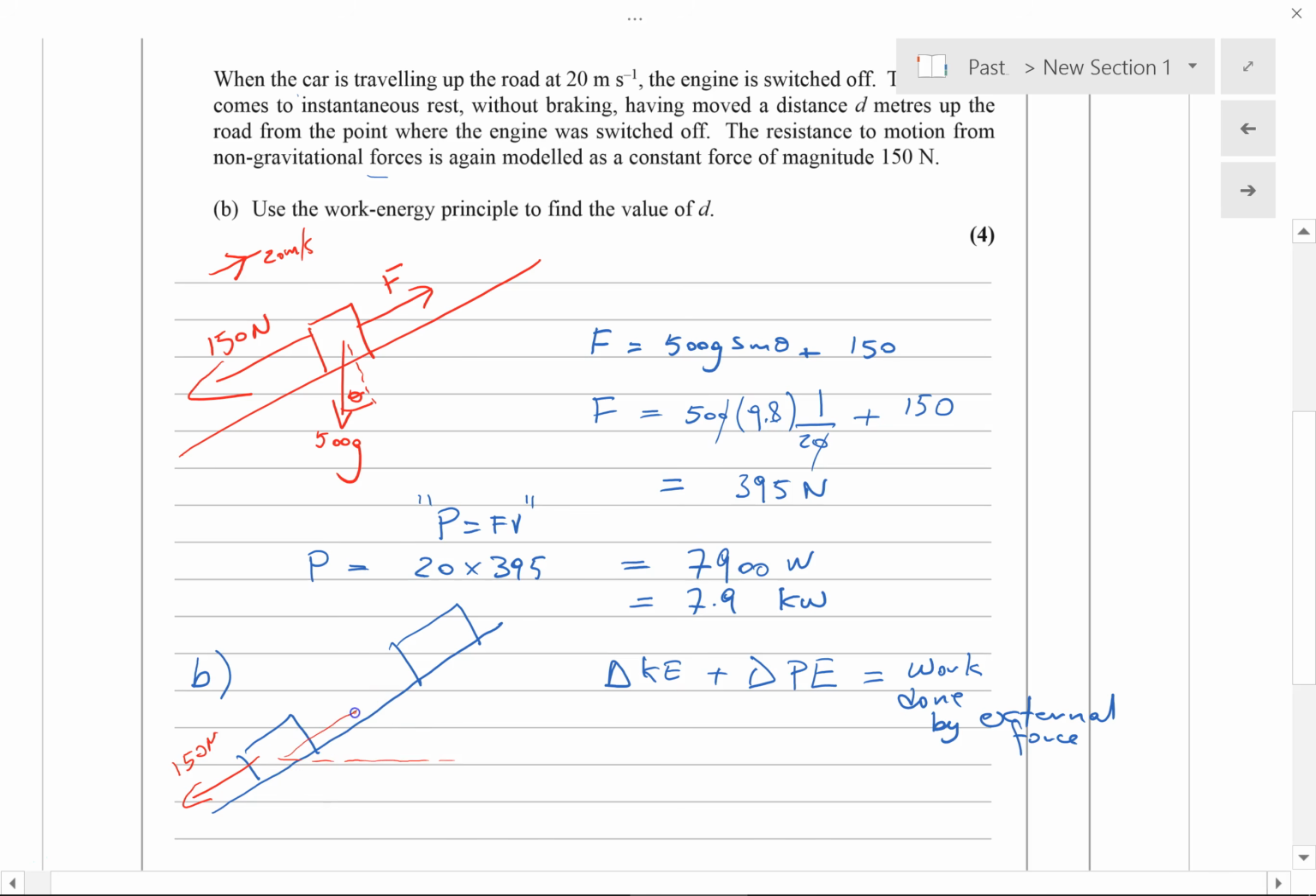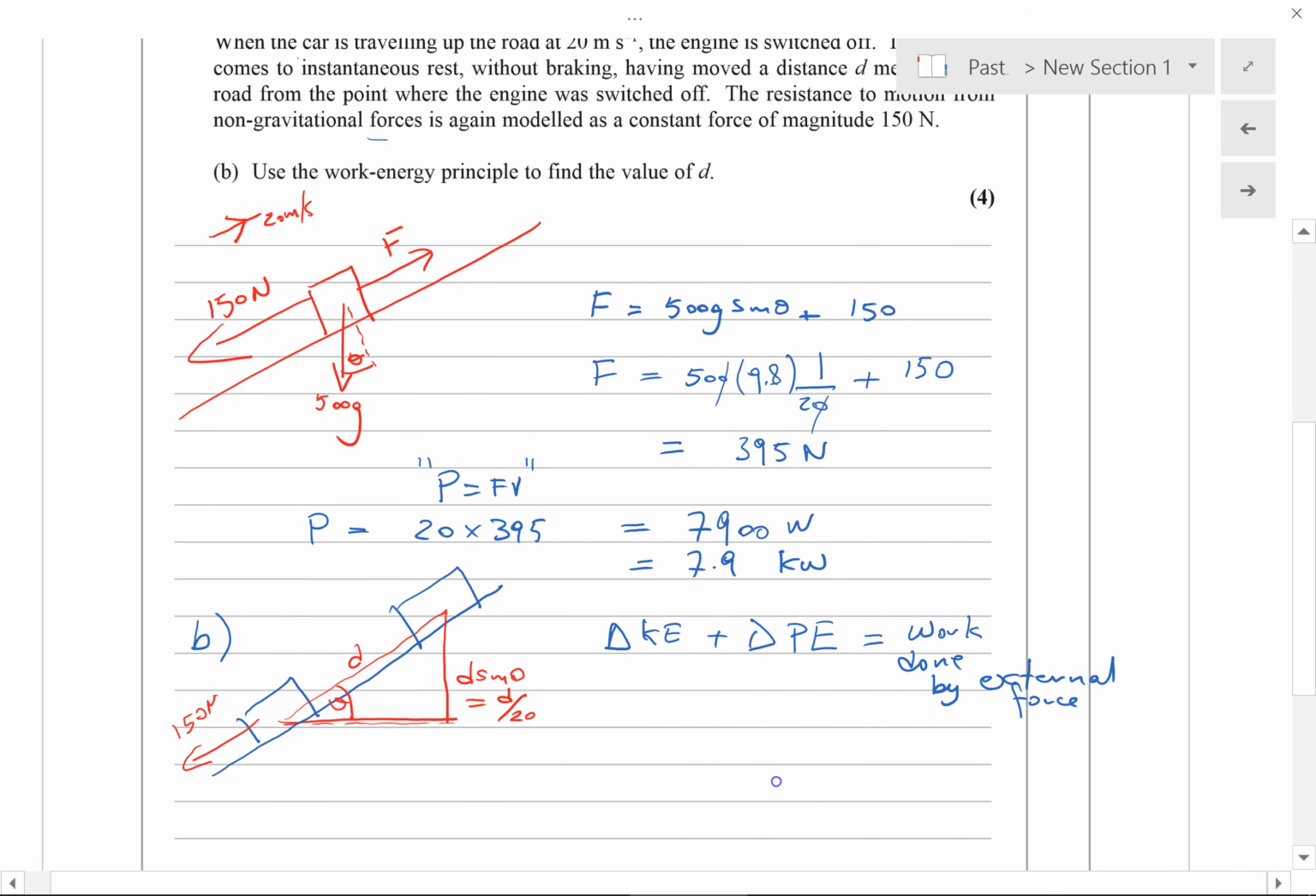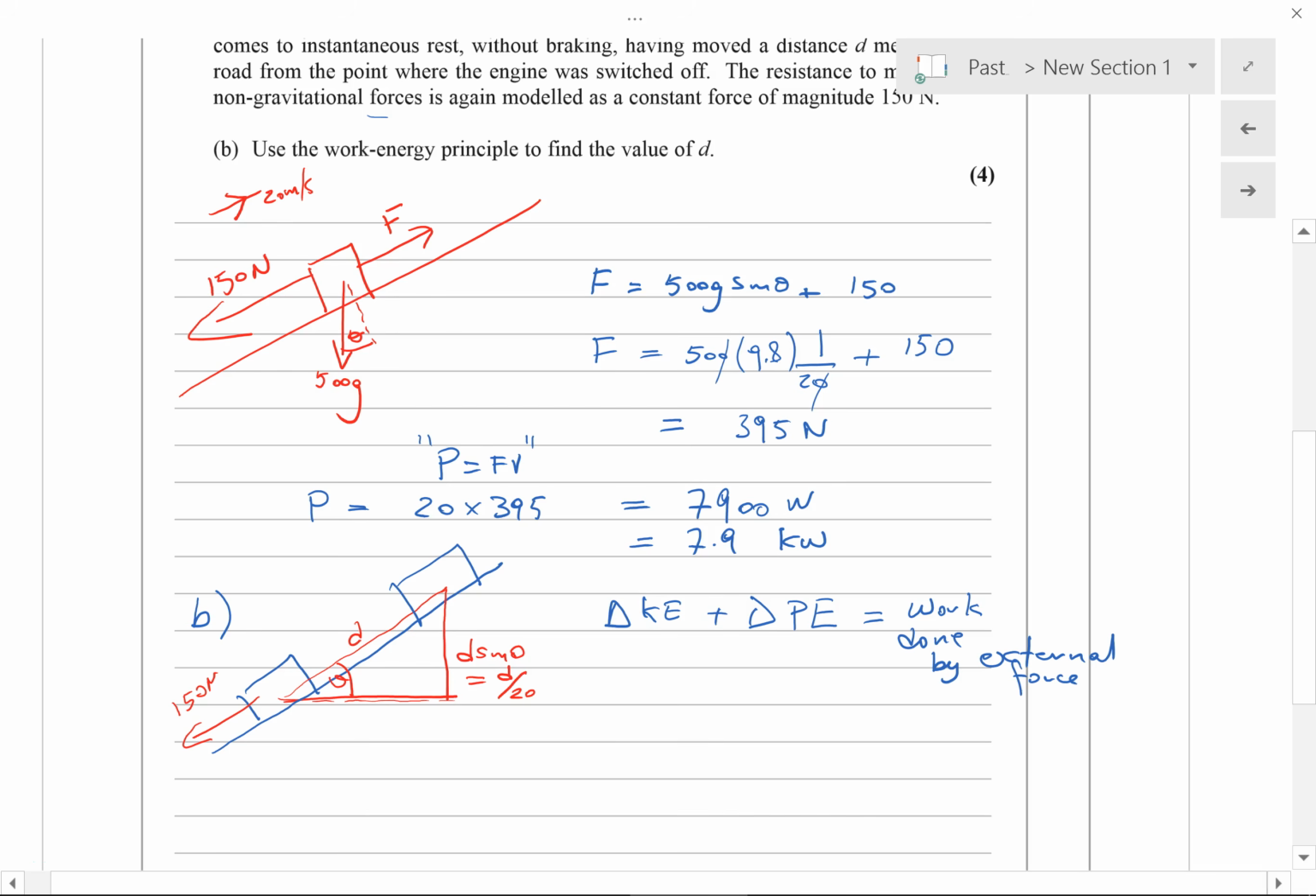Let's make d equal to the distance above here. This angle's theta, obviously, so this is d sine theta, which is d over 20, because we know sine theta is 1/20. We're going to need that when we work out change in potential energy, which we're going to do in a moment. Let's call our zero potential energy here.